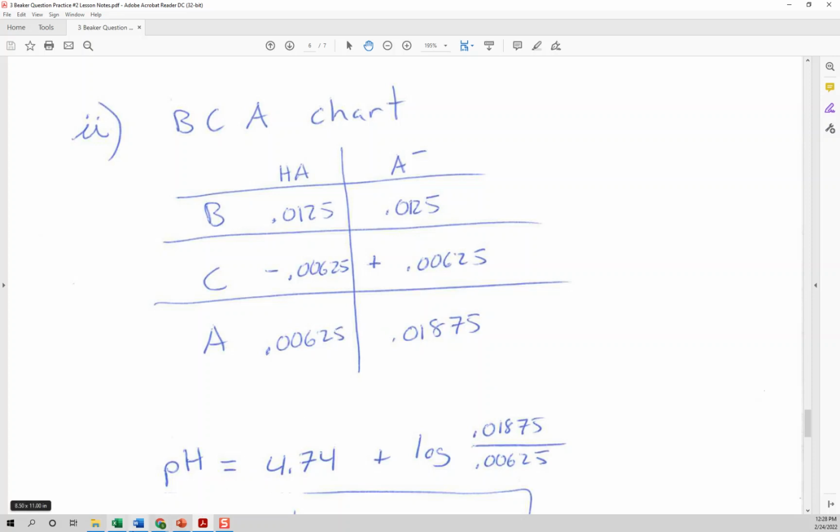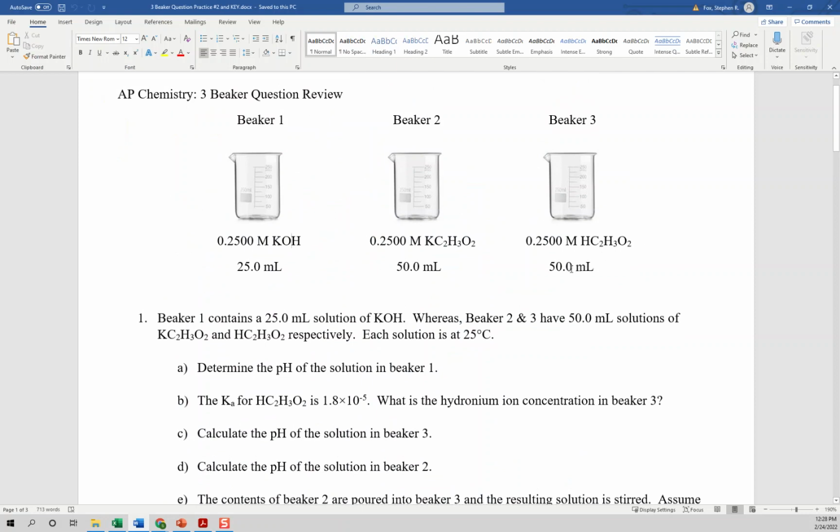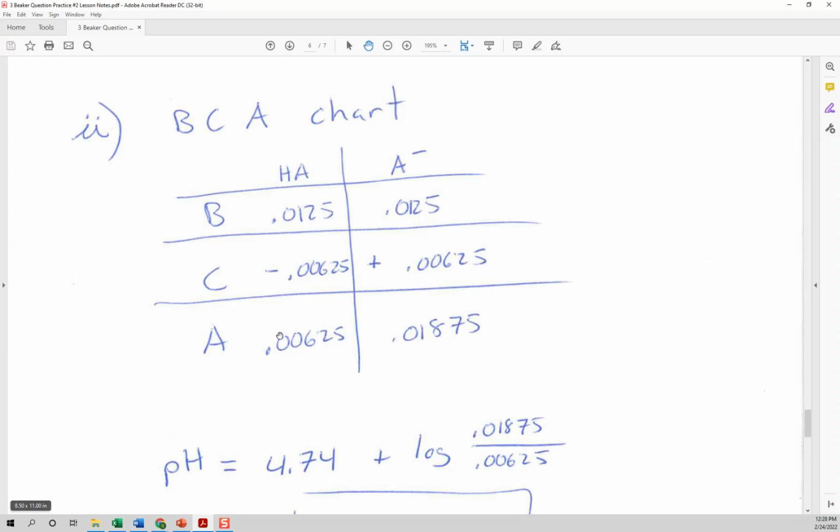So let's understand what the new volume would be. Pretty easy. We took 50 milliliters and added 50 milliliters, and then we added 25 milliliters. So our new volume would be 125 milliliters. If we needed to know the new molarities after the reaction, we would take the moles we found in our BCA chart and divide by 0.125 liters, because that was our new volume. Then you could plug the molarity into the Henderson-Hasselbalch instead of the moles.